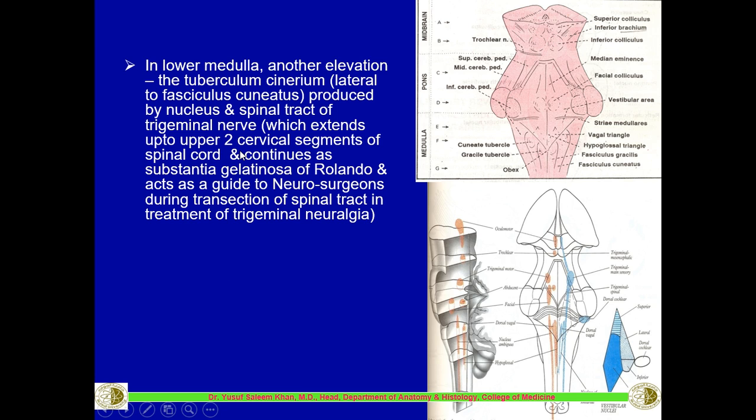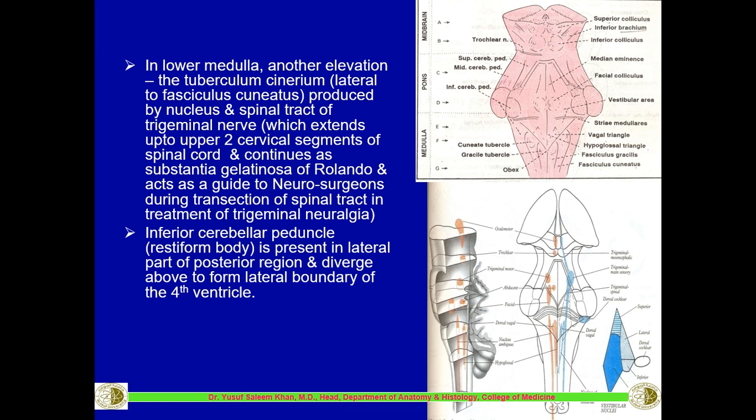Below, it extends up to the second cervical segment of the spinal cord, and it continues as the substantia gelatinosa of Rolando, and acts as a guide for neurosurgeons during transection of the spinal tract in the treatment of trigeminal neuralgia. In case of the trigeminal nerve, it is a very important guide for neurosurgeons to take the transections.